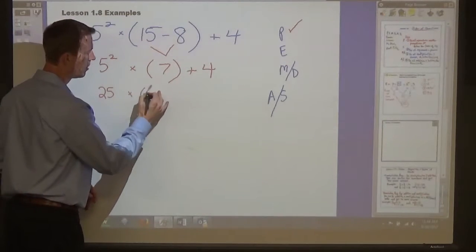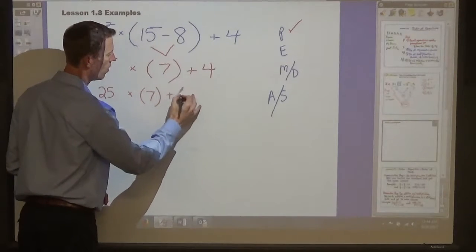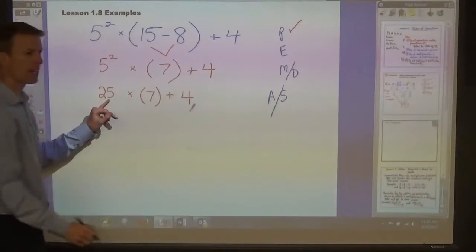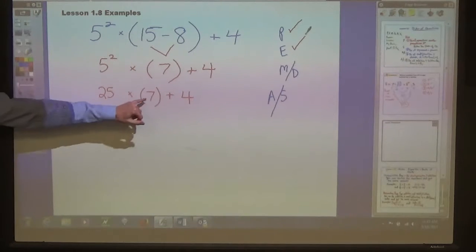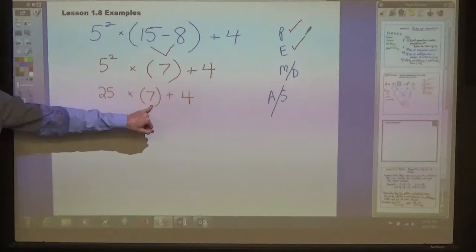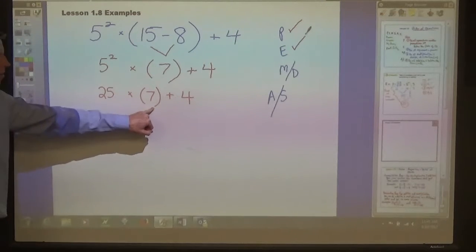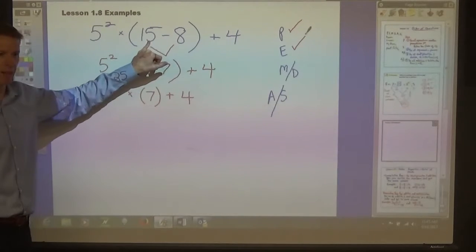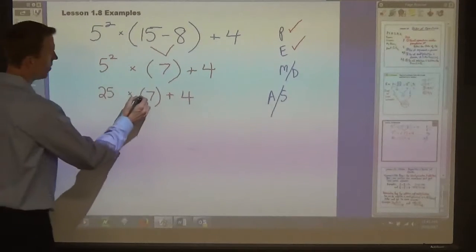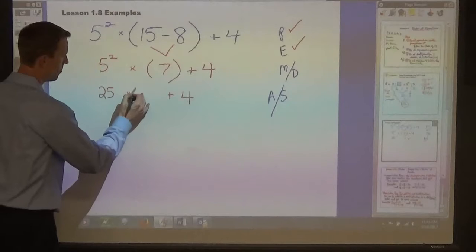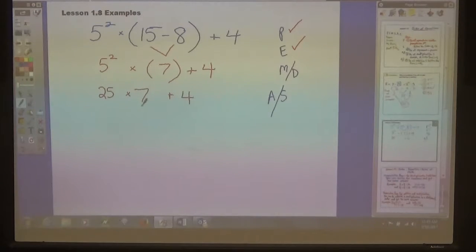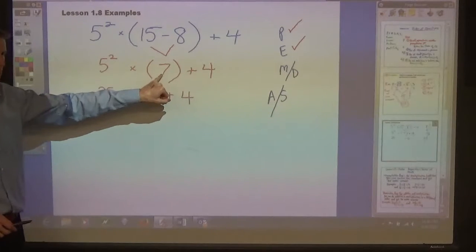25 times 7 plus 4. So now I'm done with the exponents. Now, the answer is already inside the parentheses, so we really don't need the parentheses anymore. Once you've found the answer inside parentheses, you can actually erase them or ignore them. You really don't need parentheses once you've found the answer inside the parentheses.